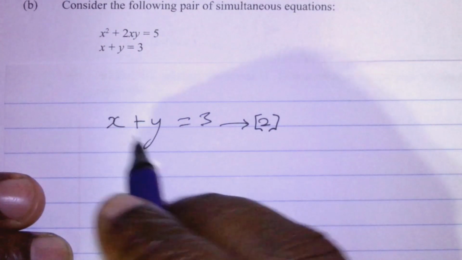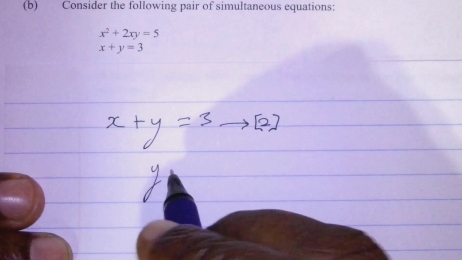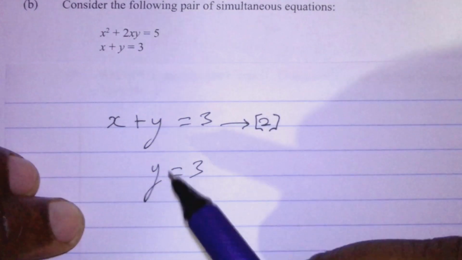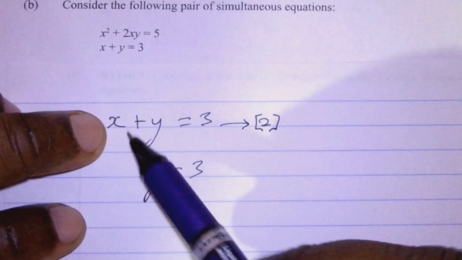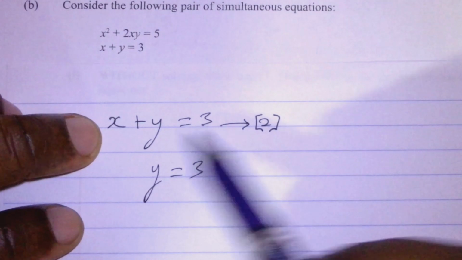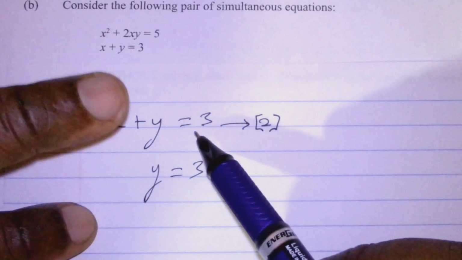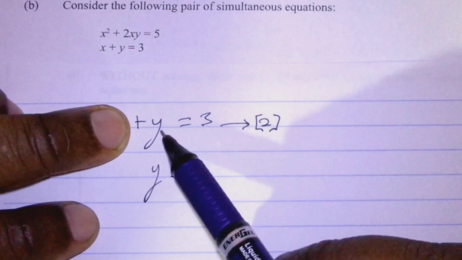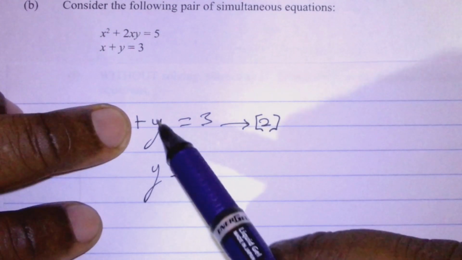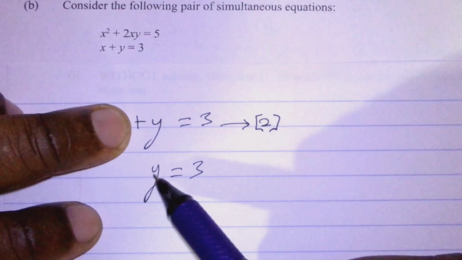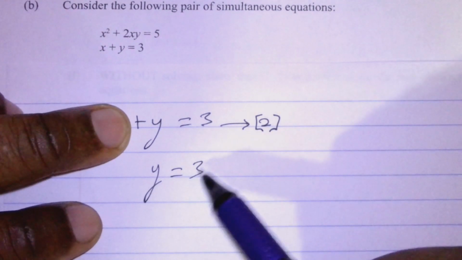So let's get y as a subject. So we have y equals 3. Now, what happened to the x? So an equation has two sides. We have the left hand side equal the right hand side. I want to eliminate the x here. So if I eliminate x, I'll have positive y on this side equal the positive 3 on this side.